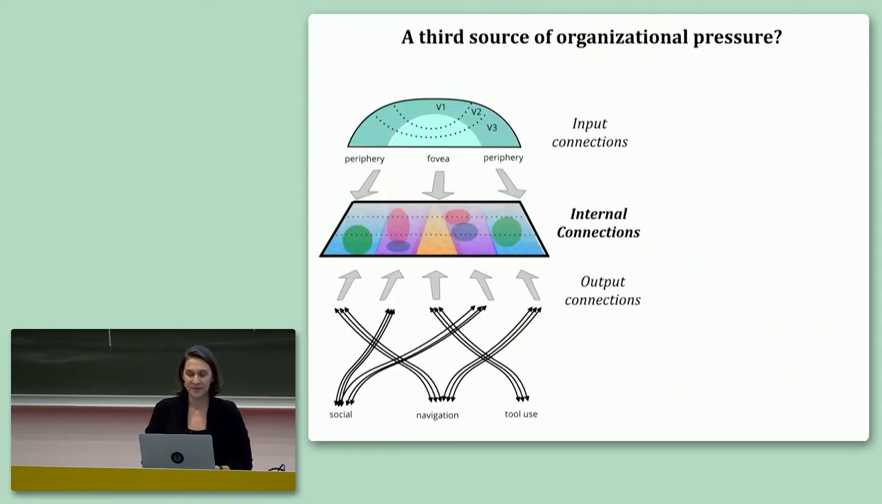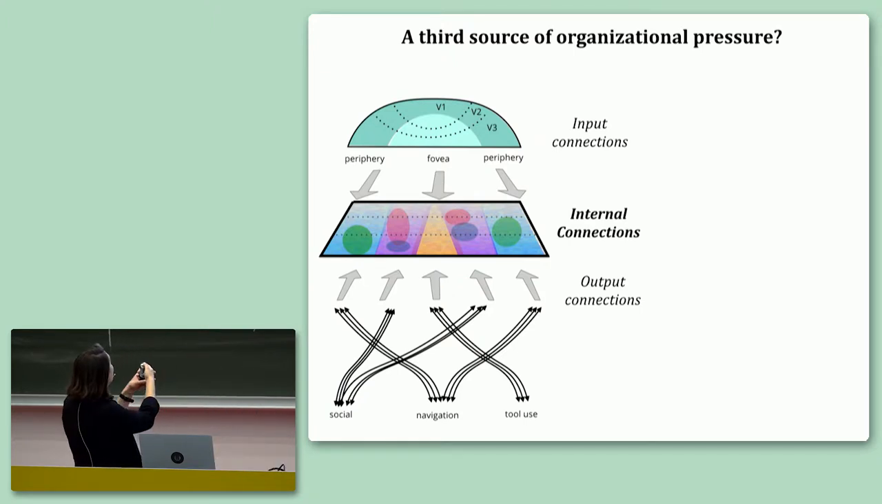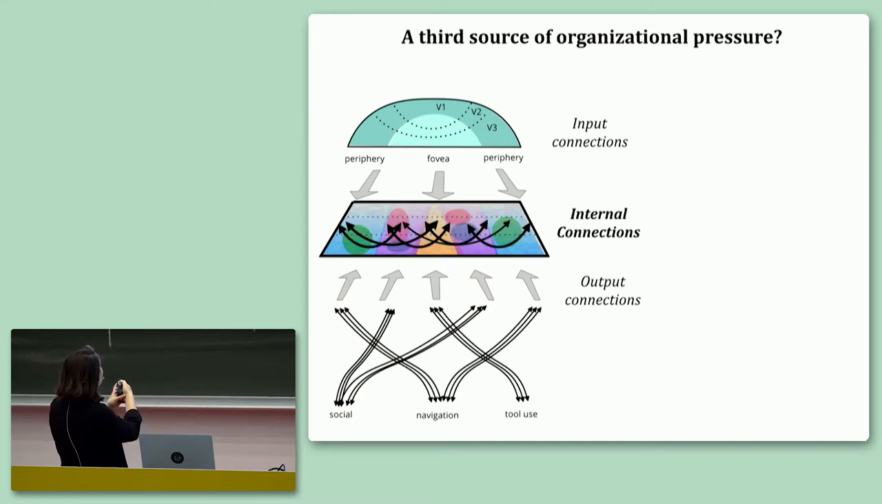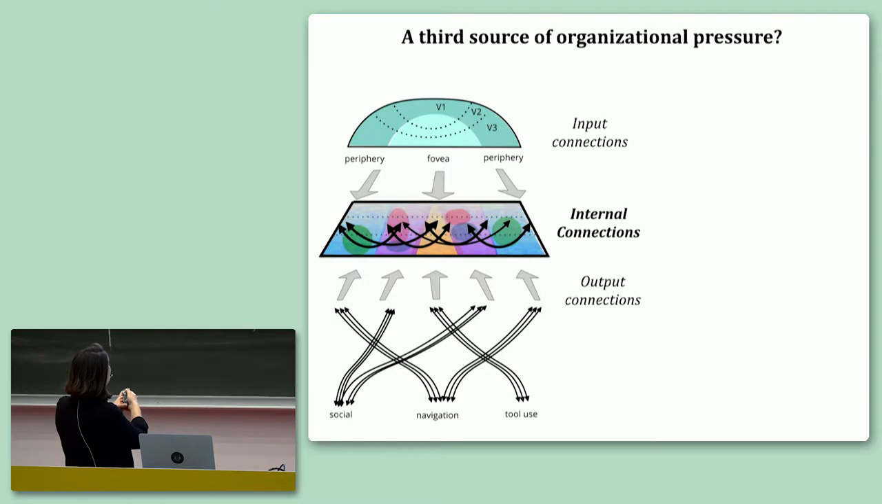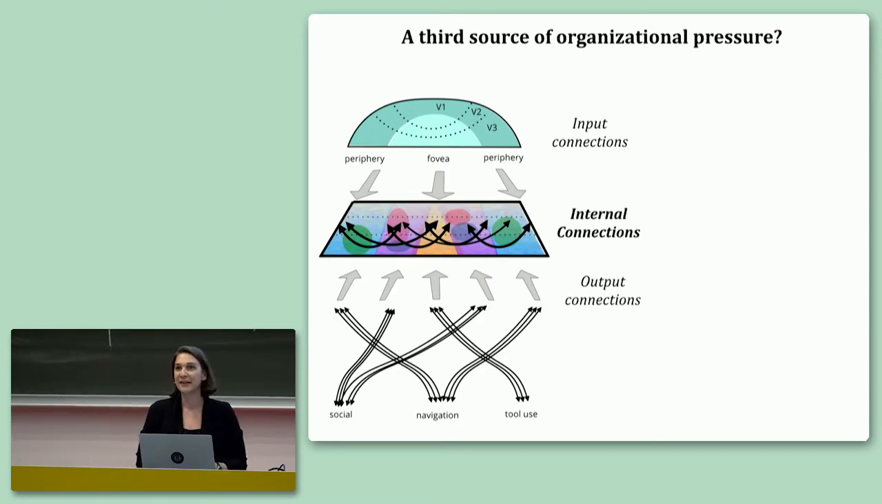So maybe there's a third source of organizational pressure that hasn't received as much attention. So we have input connections here, output connections here, but maybe there's a lot of interconnections within this cortex that help make sure that things stay orderly and separated. And that's actually got a lot of surprising implications, because when we think about saying, like, what does FFA do or what does PPA do, we don't usually think about how they're related to each other at all. They're studied by completely separate communities.